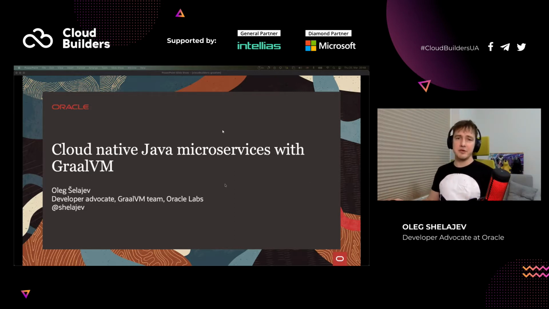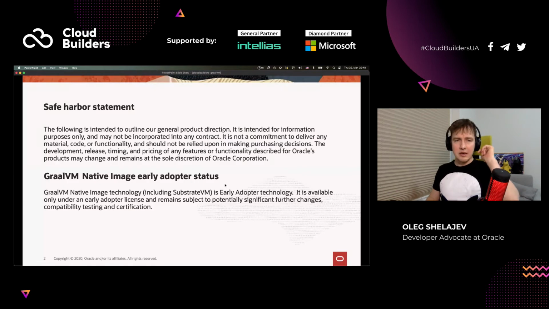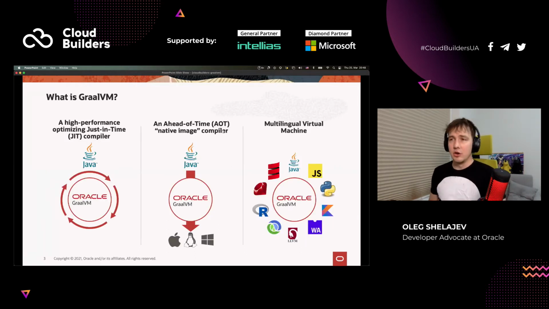So, cloud-native Java microservices with GraalVM. This is a technical presentation, so do not make forward-going business decisions based on the contents of this. This is a necessary precaution. And also note that native image, which is a big part of this presentation, is currently an early adopter technology, which doesn't mean that it's experimental. It is supported, but it can undergo significant changes further. So be mindful of that.